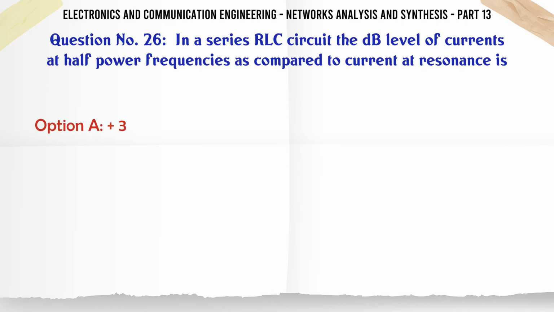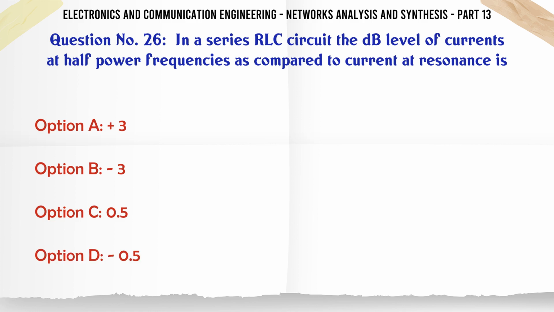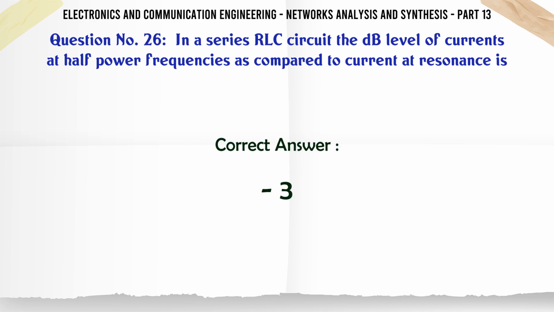In a series RLC circuit, the dB level of currents at half power frequencies as compared to current at resonance is A. 3, B. minus 3, C. 0.5, D. minus 0.5. The correct answer is minus 3.